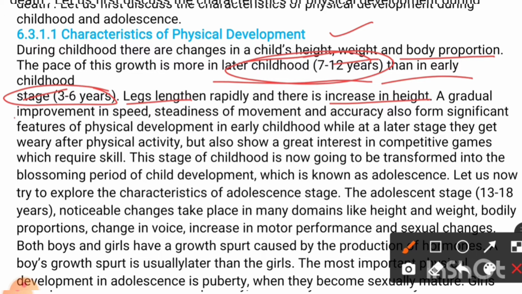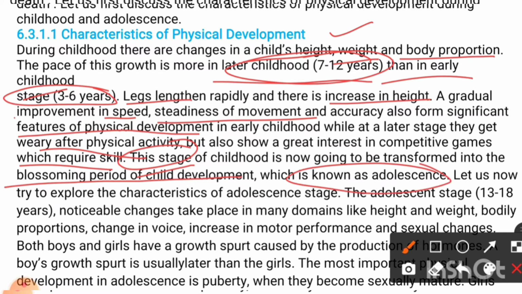A gradual improvement in speed, steadiness of movement and accuracy also form significant features of physical development in early childhood. At a later stage, after a certain time, this becomes quite different. It is not similar changes; it becomes a very slow pace of development, but children also show great interest in competitive games which require skill. This stage of physical development in childhood is now going to be transformed into the blossoming period of child development, which is called adolescence.